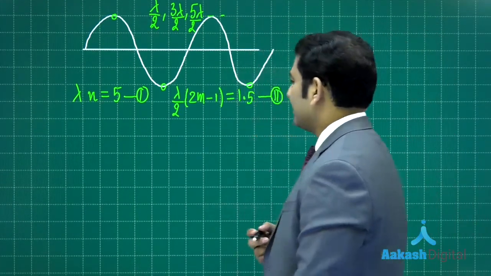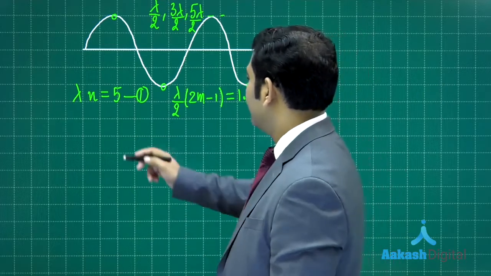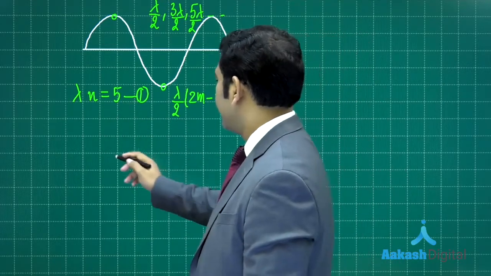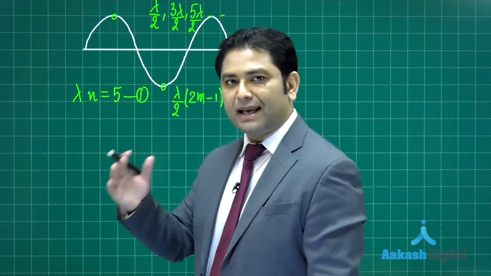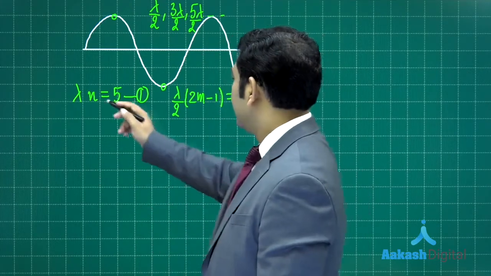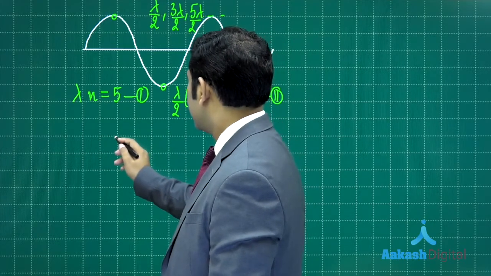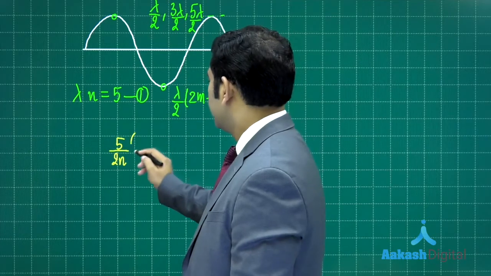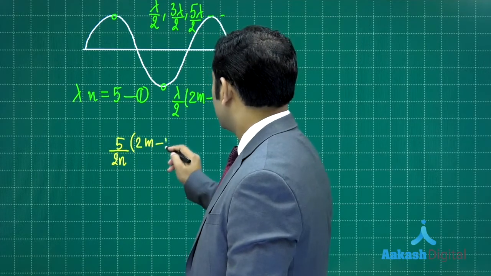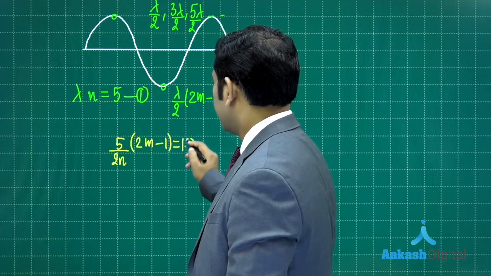So let's do one thing now. The value of lambda equals 5 by n. Let me put it here. I'll try to find a relationship between m and n. Okay. So lambda is 5 by n. That's going to be 5 by 2n. I put it here, multiplied by (2m minus 1) equals 1.5.